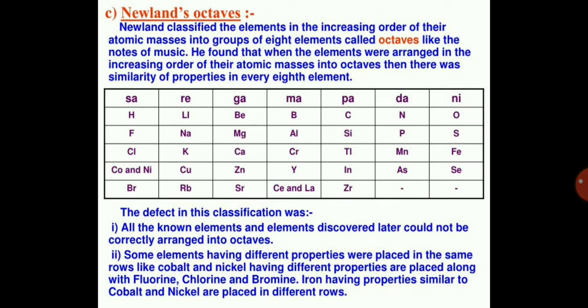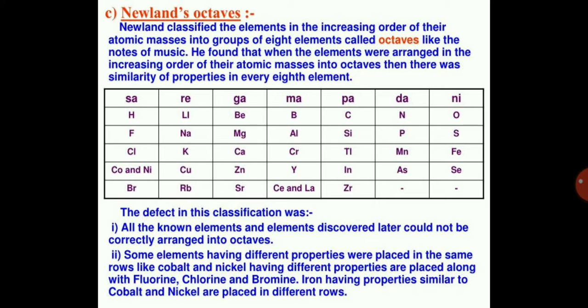All known elements and elements discovered later could not be correctly arranged into the octaves. Some elements having different properties were placed in the same rows, like cobalt and nickel. They had different properties, but they were placed in the same slot. Having different properties, they were placed along with fluorine, chlorine and bromine, in the column of sa, that is the first note of music.